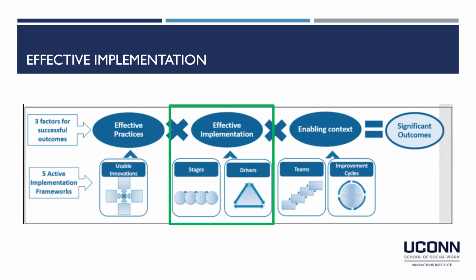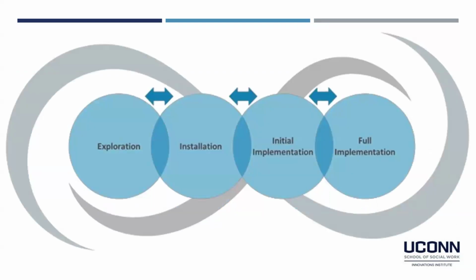I'm going to talk about the stages first. The implementation stages delineate how the implementation work unfolds, and they offer a loose roadmap for implementation activities. The four implementation stages are exploration, installation, initial implementation, and full implementation. In some implementation frameworks, you see sustainability as a fifth stage. However, for our conversation, we're going to consider sustainability as we think about the entire implementation process, as opposed to considering sustainability to be a separate stage.